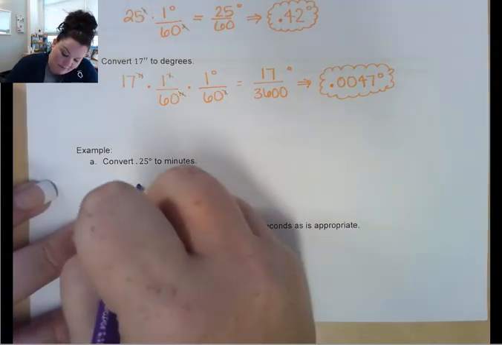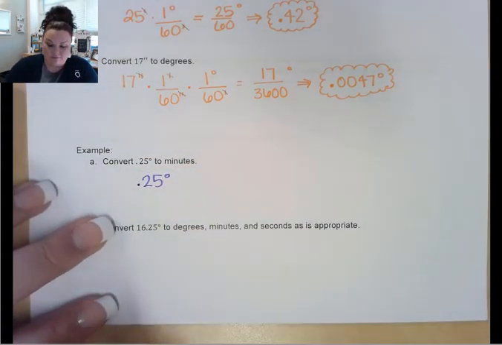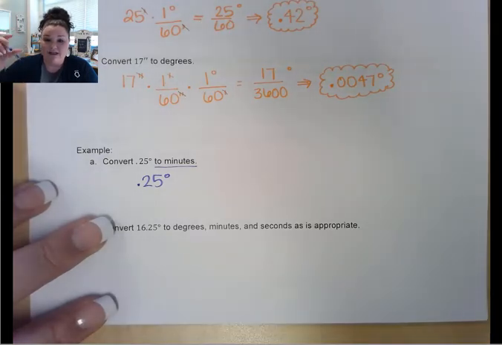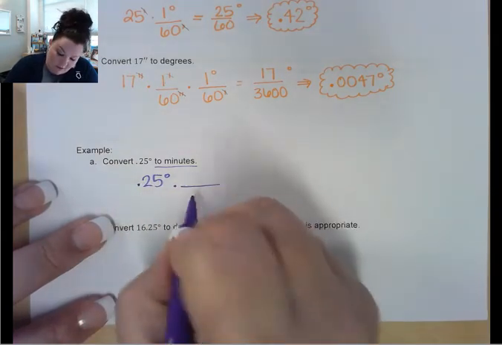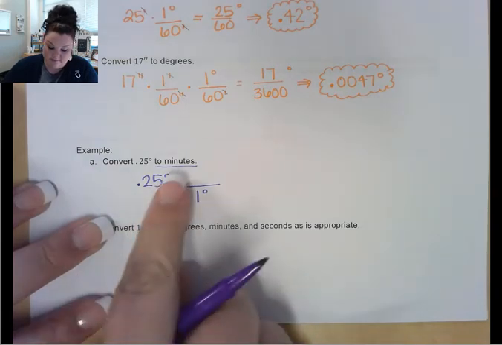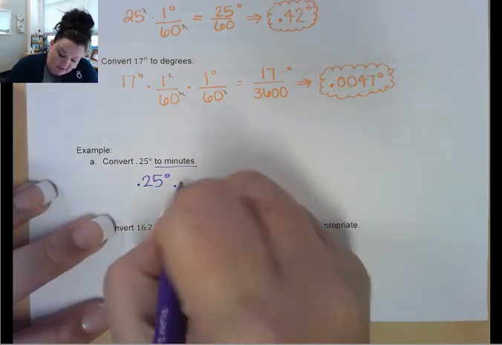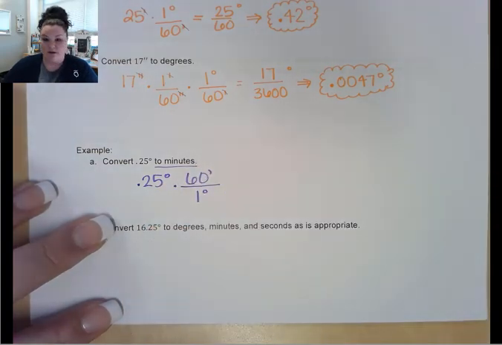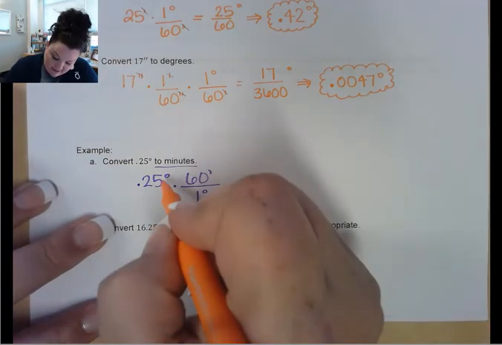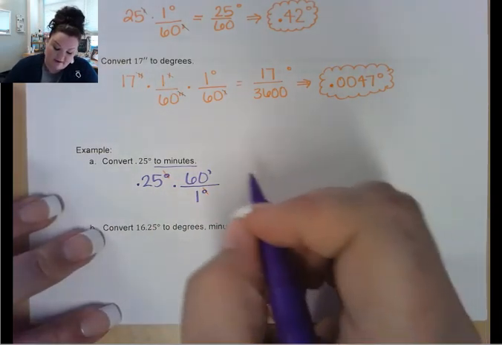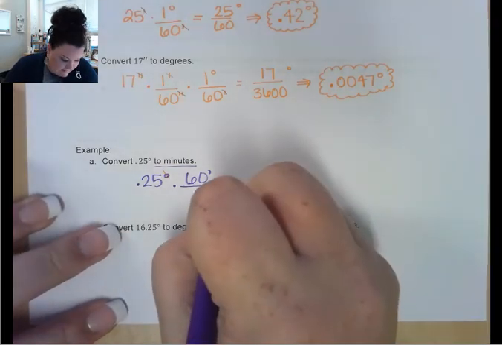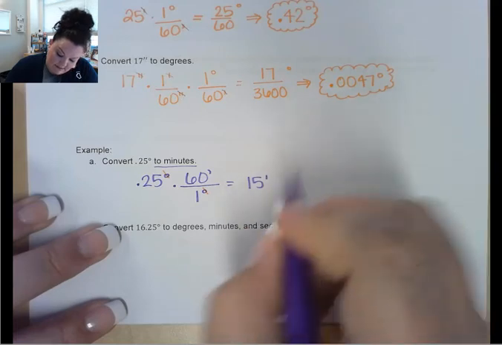So I'm going to go ahead and write my 0.25 degrees. And remember, I want to end up with minutes. So I want my minutes unit on the top. So remember, I have 60 minutes in 1 degree. And if my degrees are going to cancel, my 1 degree needs to be on the bottom. And then the minutes that I want to end up with need to be on the top. There's 60 minutes in 1 degree. And then I can go ahead and cancel my degrees, right? And 0.25 times 60, or a fourth of 60, gives me 15 minutes.